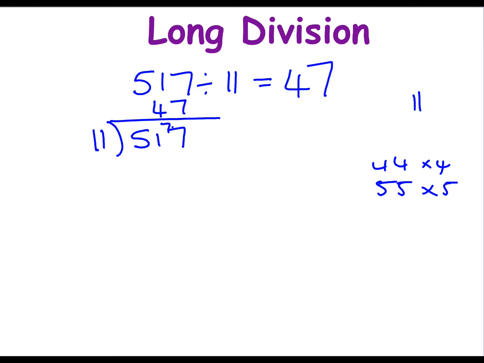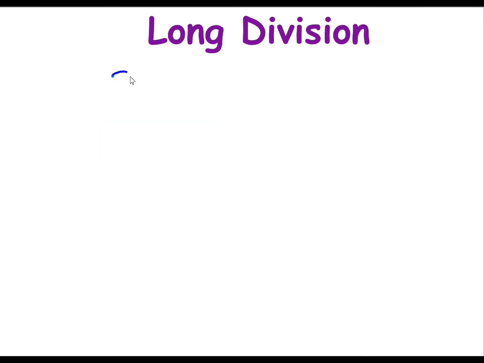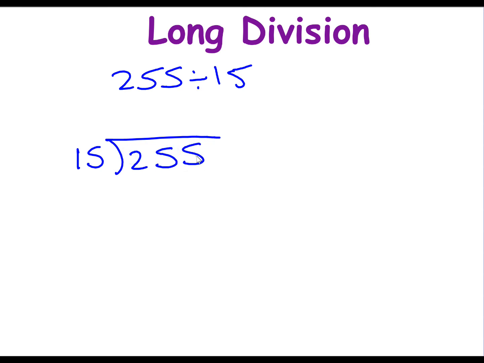Let's have a look at one more example. I have 255 and I divide it by 15. So my division over here is 255 and I'm dividing it by 15. So I need to know my 15 times tables. So I'm just adding 15 every time to get 2 15s, 3 15s and so on. So for my first one, how many times does 15 go into 2? It doesn't. So how many times does 15 go into 25? Well, it goes in once because 2 15s is 30. So there's a remainder of 10.